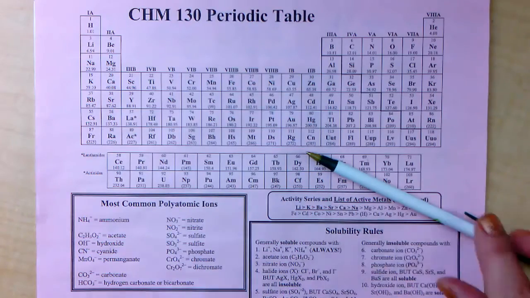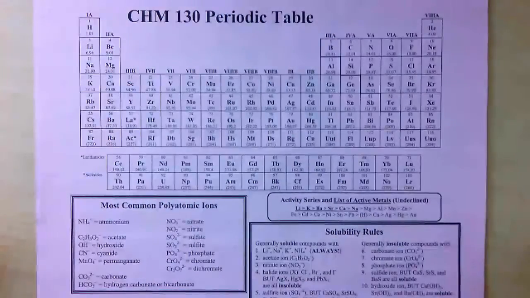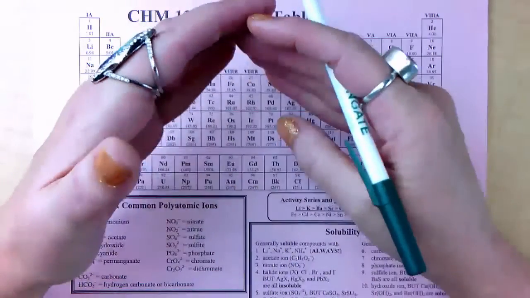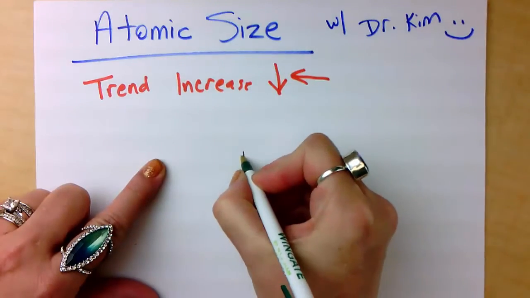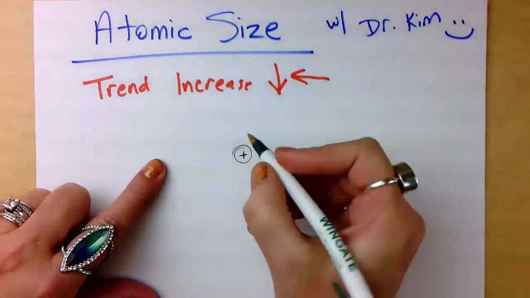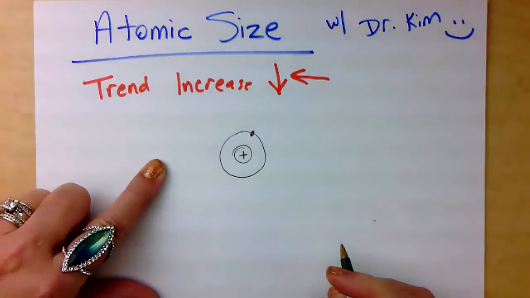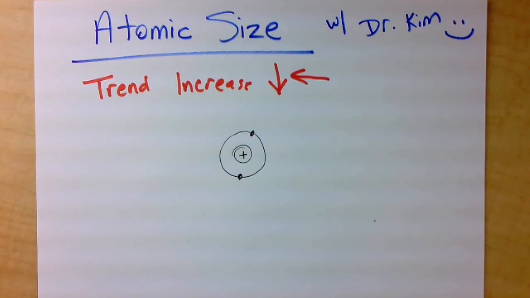But as we go across a row, we're putting electrons in the same level. So that level doesn't get any bigger. Let me show you what I mean. Here we have the nucleus with the protons. Here's level 1. I put an electron there. I put in a second electron. Did that get bigger? No, it didn't get bigger.